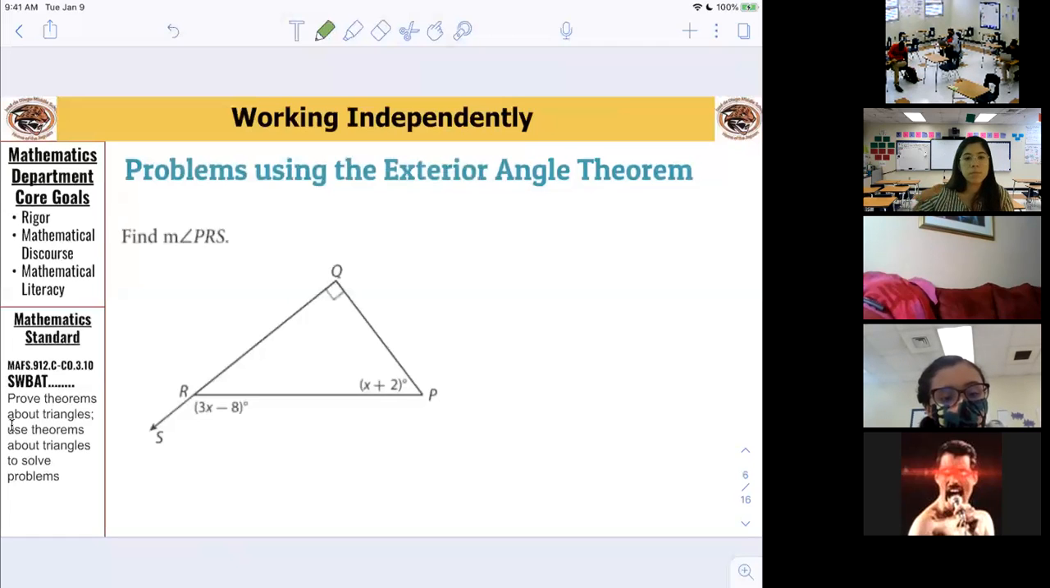We're trying to find the missing angle, right? Your end goal is to find the measure of angle PRS. So look carefully to see which one it is.